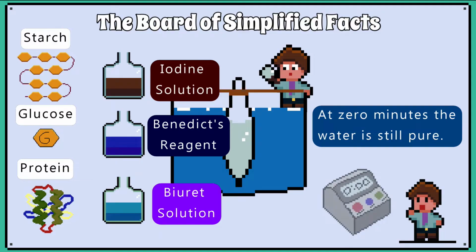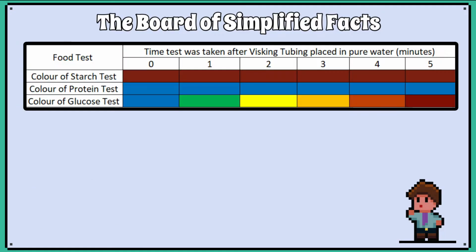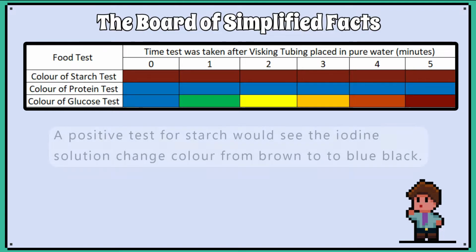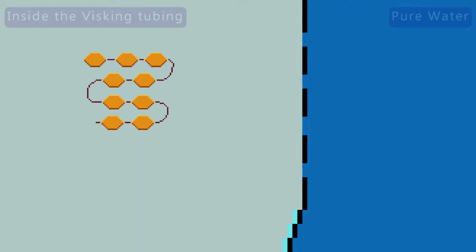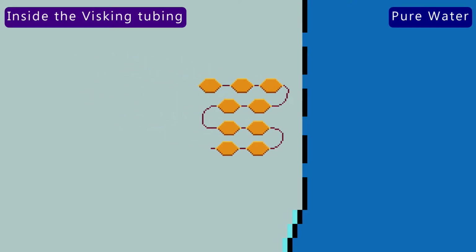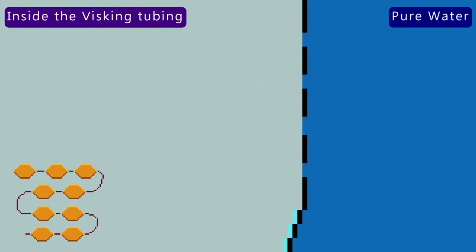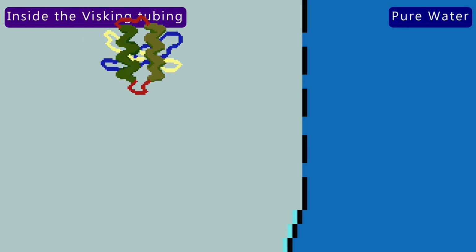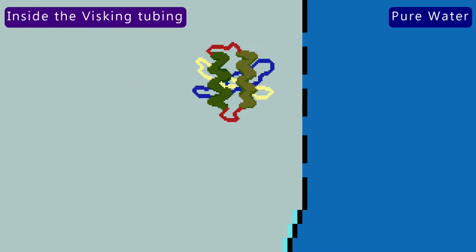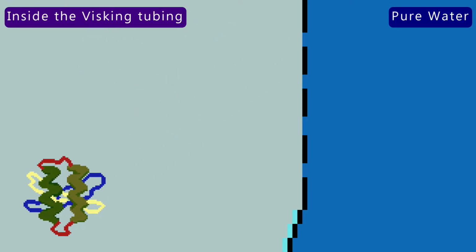Now, after every minute, we will test the water for starch, glucose and protein. We then get the following results, which we will now explain. The starch test is negative each time, because the starch molecules are too large to fit through the pores of the semi-permeable membrane of the Visking tubing. The test for protein also remains negative each time, because again, the protein molecules are too large to fit through the pores of the semi-permeable membrane of the Visking tubing.